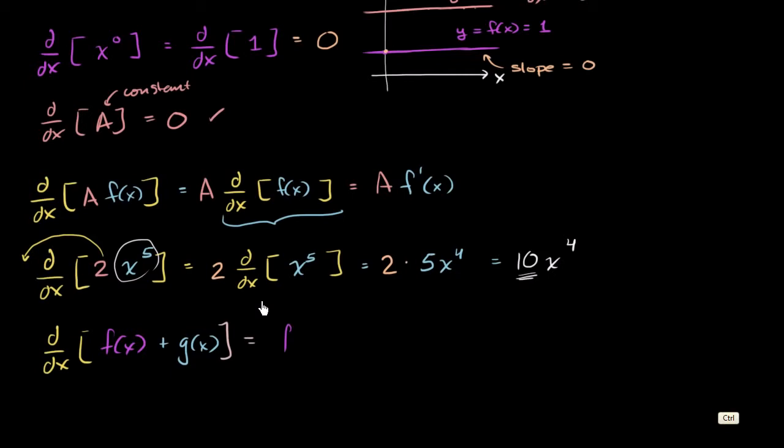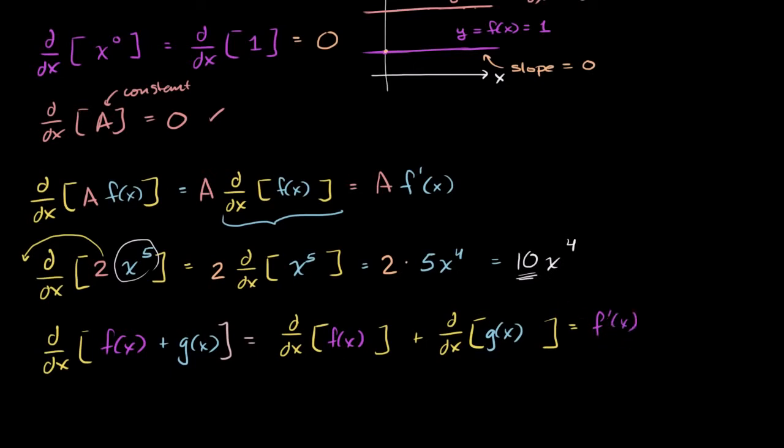Actually, let me use that derivative operator just to make it clear. It's the same thing as the derivative with respect to x of f of x plus the derivative with respect to x of g of x. So we put f of x right over here and g of x right over there. And with the other notation, we can say this is going to be the same thing. The derivative with respect to x of f of x we can write as f prime of x. And the derivative with respect to x of g of x we can write as g prime of x.